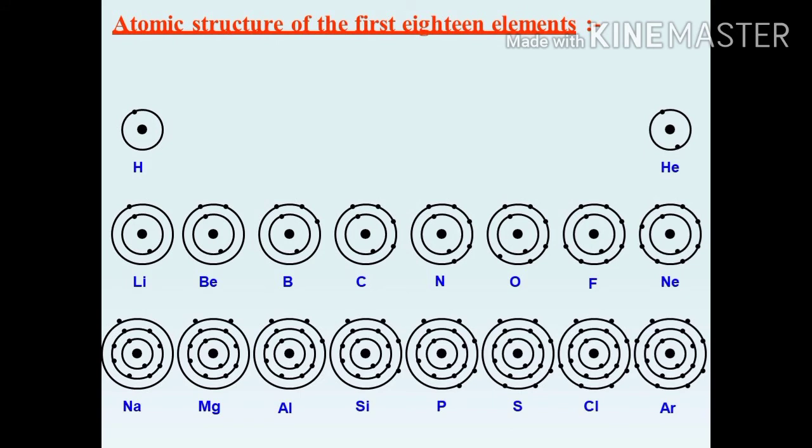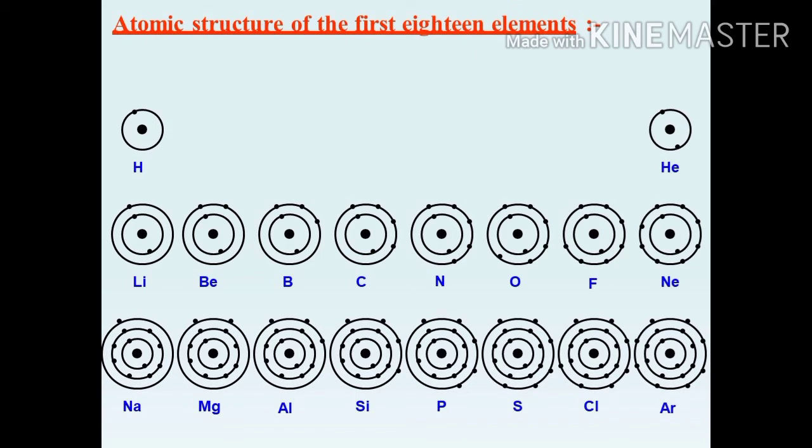See here the atomic structure of the first 18 elements. Hydrogen: the center is the proton, and 1 orbit is there. Hydrogen has only 1 electron, so the first orbit contains only 1. That is the K shell. Helium has 2 electrons, so the first orbit contains 2 electrons. Lithium has a total of 3 electrons, so the first orbit contains 2 and the second orbit contains only 1 electron.